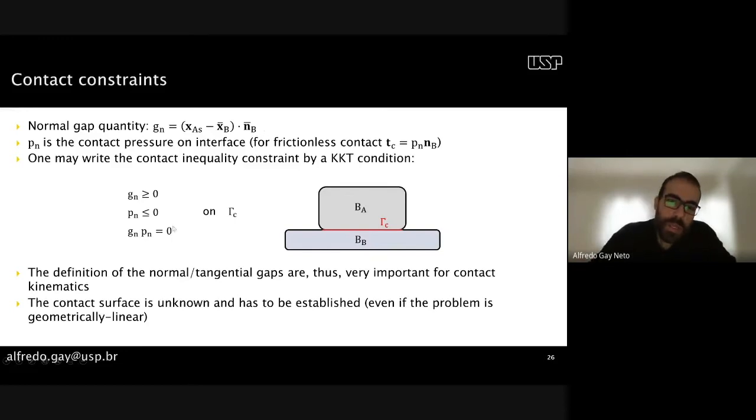So we can write this: I have this quantity, this normal gap, which has to be larger than zero. Let's say the interpretation of this contact pressure is the normal part of that contact traction I mentioned. If you take the magnitude here, it has to be larger than or equal to zero. And this product also holds: Gn times Pn equals zero on gamma C, the region where contact takes place. That's the KKT condition, the way you usually find it in textbooks of contact mechanics to define the problem itself.